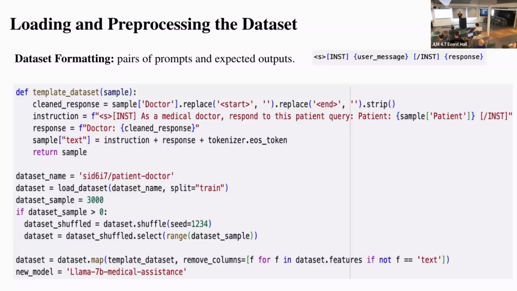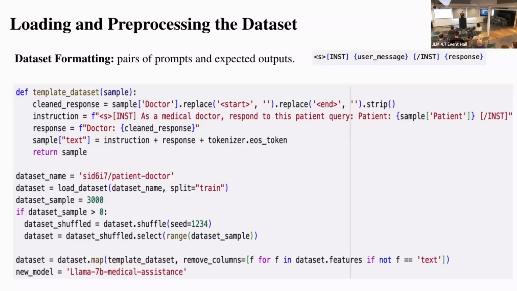So the sample looks like [INST], and then the instruction, and then the symptoms of the patient, [/INST], we finish the instruction, and then the response of the doctor. So you can take a look at the template dataset function. We have a sample, which is a dictionary, and we access the doctor. So sample doctor is the response of the doctor. So we have a clean response, and then we write the instruction: as a medical doctor, respond to the patient query, and we inject the sample patient, which will give us from the dataset the symptoms of the patient or what the patient wants from the doctor.